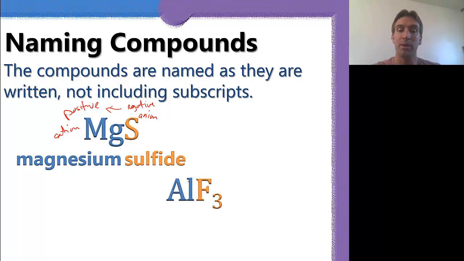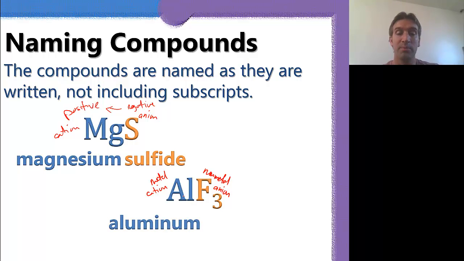Our next example here, notice that we have aluminum, the metal, which means it will be the cation. We have fluorine, our nonmetal, which again means it's going to be the anion. And in this case, notice that you have a subscript of 3. Don't let that distract you. When we're talking about these simple ionic compounds, we're going to once again just take the name of the cation, aluminum, and combine it with the name of the anion, fluoride. So it should be pretty straightforward.